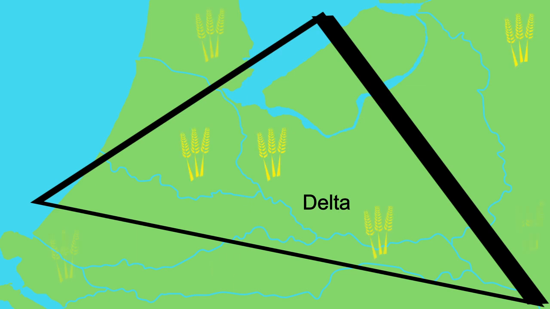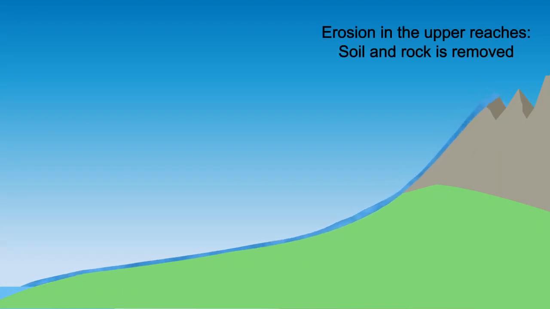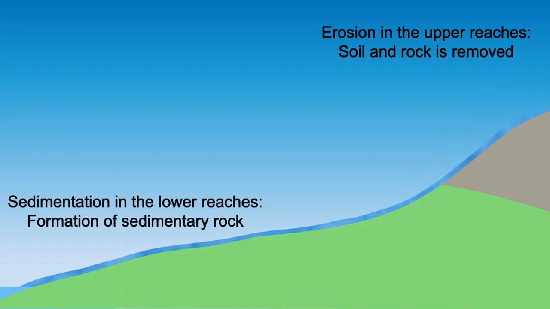These sediments often ensure that the land is fertile, causing high agricultural yields. So erosion tears down the landscape in the upper reaches of the river, while sedimentation builds the land in the lower reaches of the river.